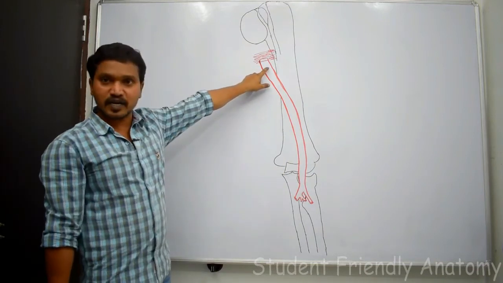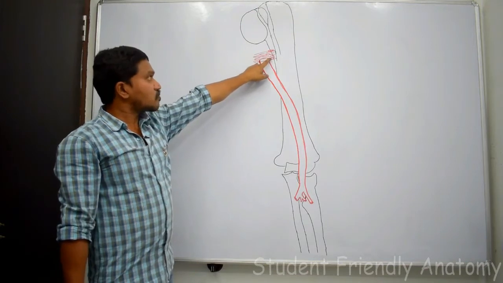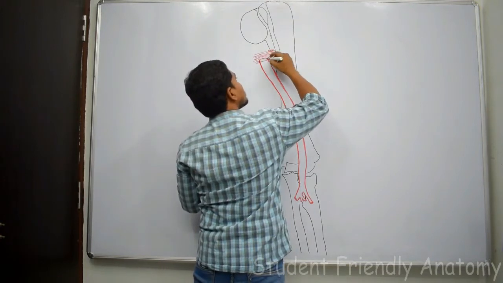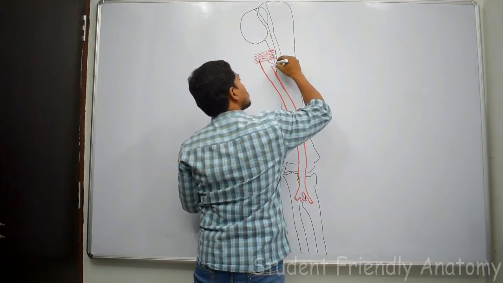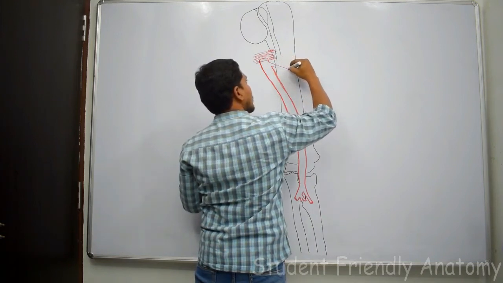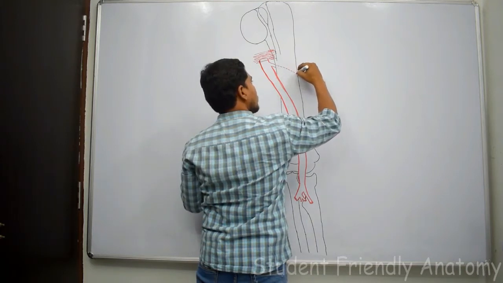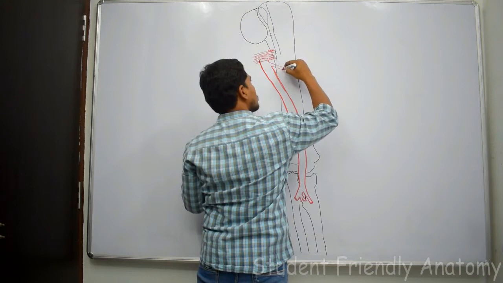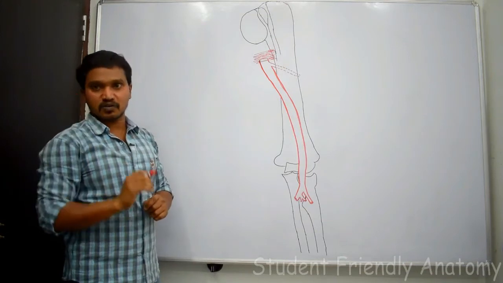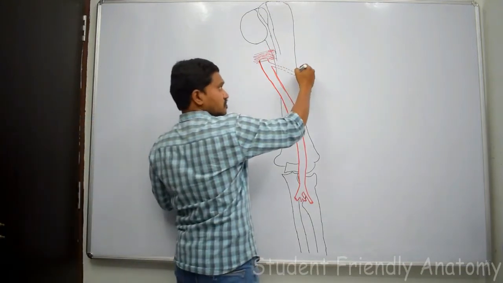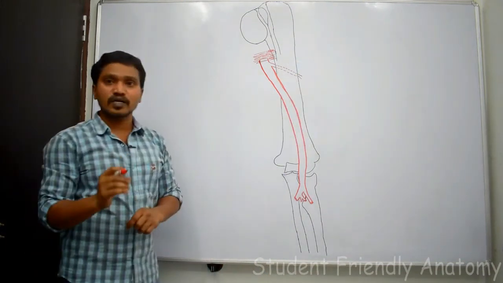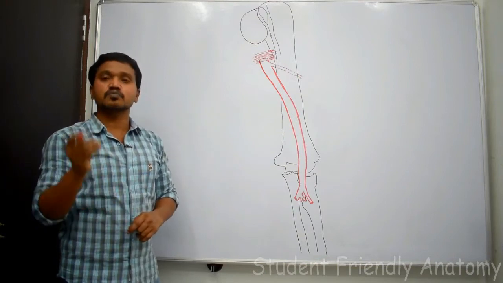This is the brachial artery. Just below the lower border of teres major, the brachial artery gives one branch, the profunda brachii. This profunda brachii artery enters the lower triangular space along with the radial nerve, crosses the midline posteriorly and enters the lateral part of the arm after passing through the spiral groove. Then it divides into two branches: one is the anterior descending branch, another is the posterior descending branch.